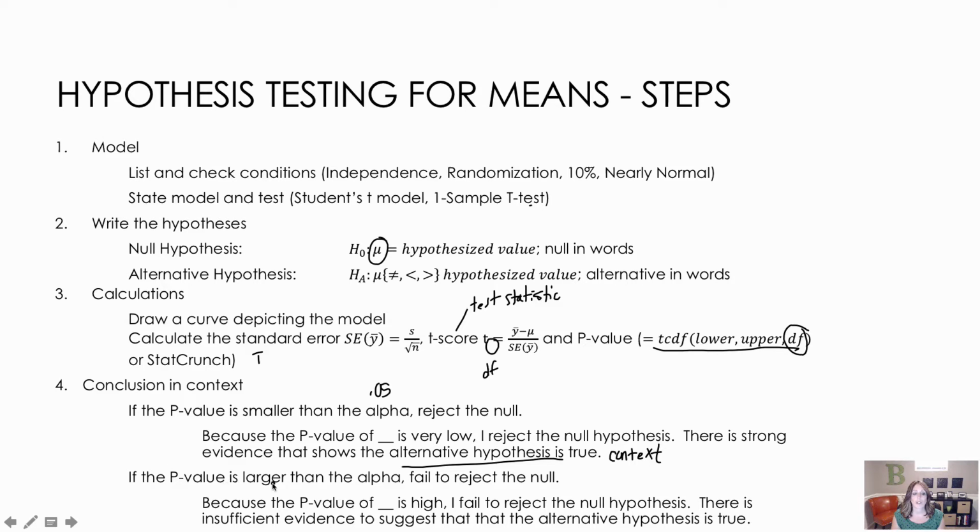Same thing if it's larger than alpha. So if I have a high p-value, I'm not surprised because we're saying it happens all the time just due to random variability, just due to that random sampling. So I'm going to fail to reject. There isn't evidence to suggest that the alternative is true. Notice I'm never saying that the null is true. I'm just rejecting or failing to reject.